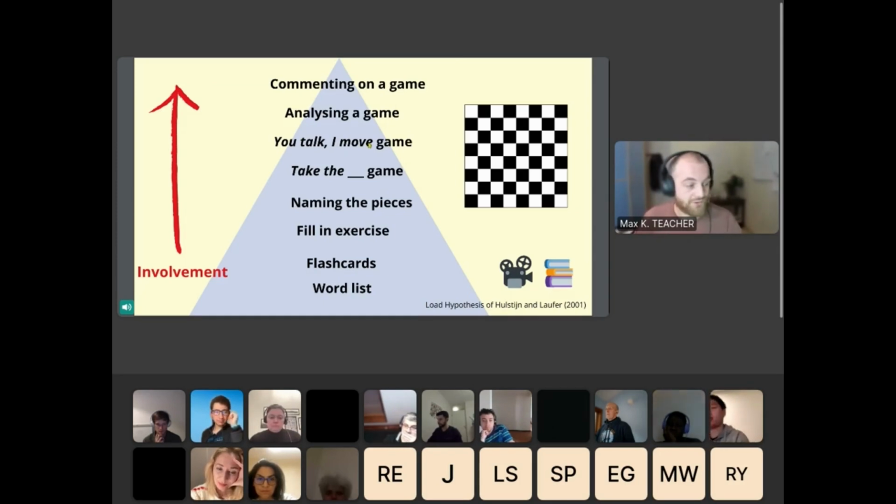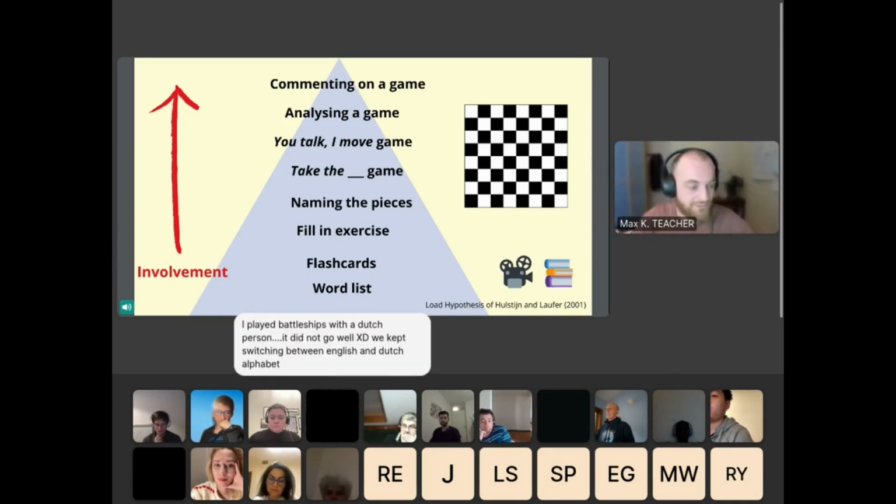Then even better is you talk, I move, so you can start playing basically. Jelle says, move the bishop to A2. And you have to move it like that, right? It's even more complicated. Maybe another level would be to analyze a game together. Then you need to use the word rook, and actually at the right moment, right? And explain, you understand where I'm going, right? So the more involvement, the better you'll probably retain the words.